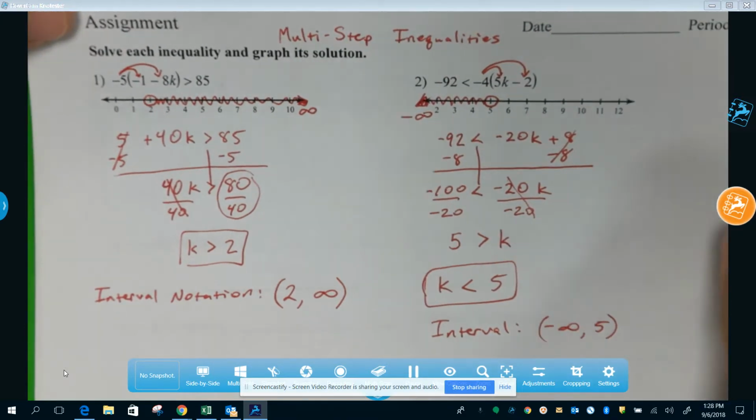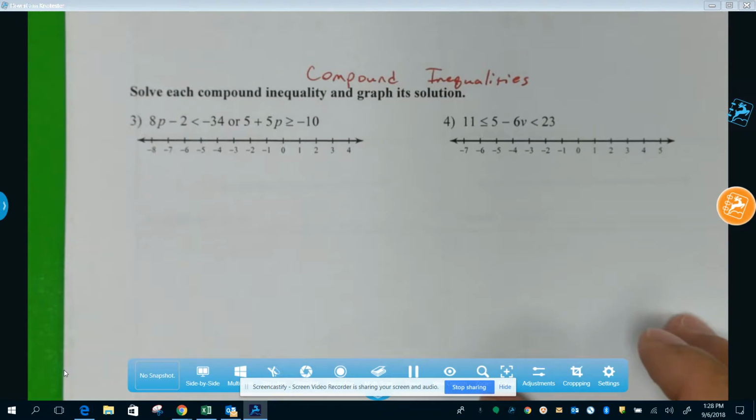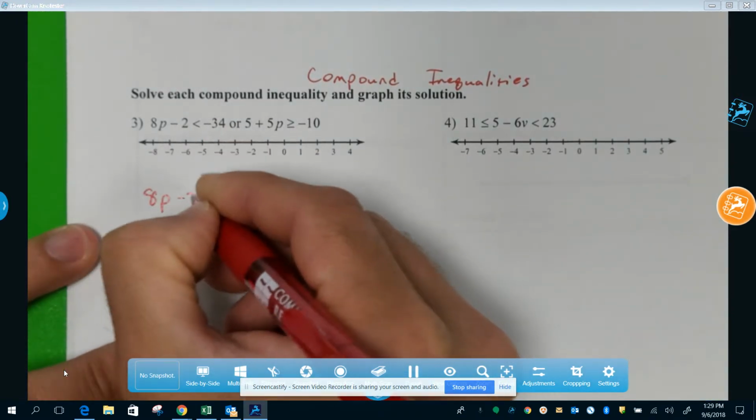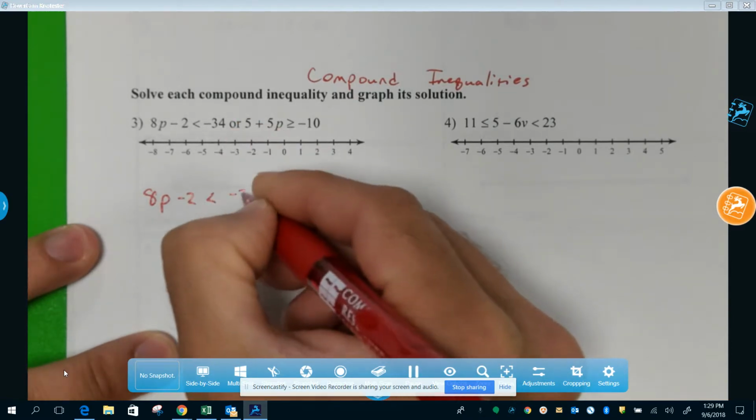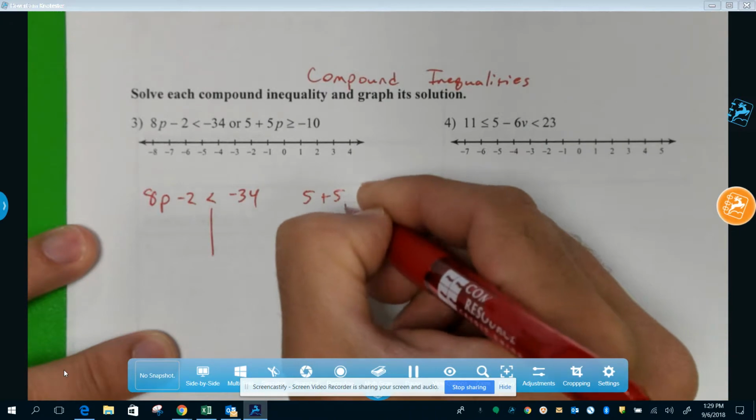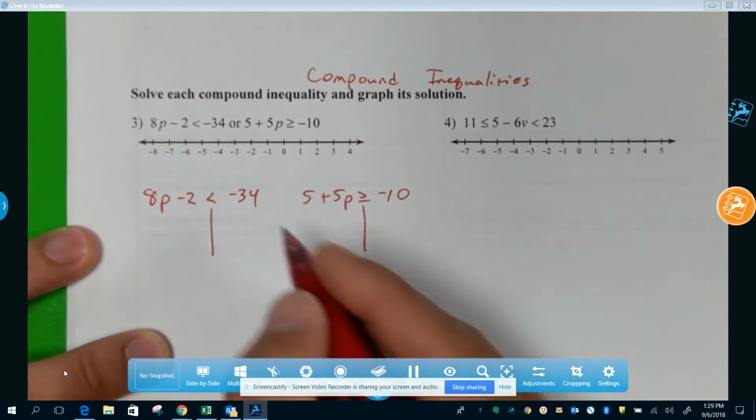Okay. All right, so now moving on to our compound inequalities. This is where we have the "and" or the "or." We're going to have to do each one separately here. 8p minus 2 is less than -34. We're going to work that one out. And then we have 5 plus 5p is greater than or equal to -10. We're going to have to work both of them out individually.